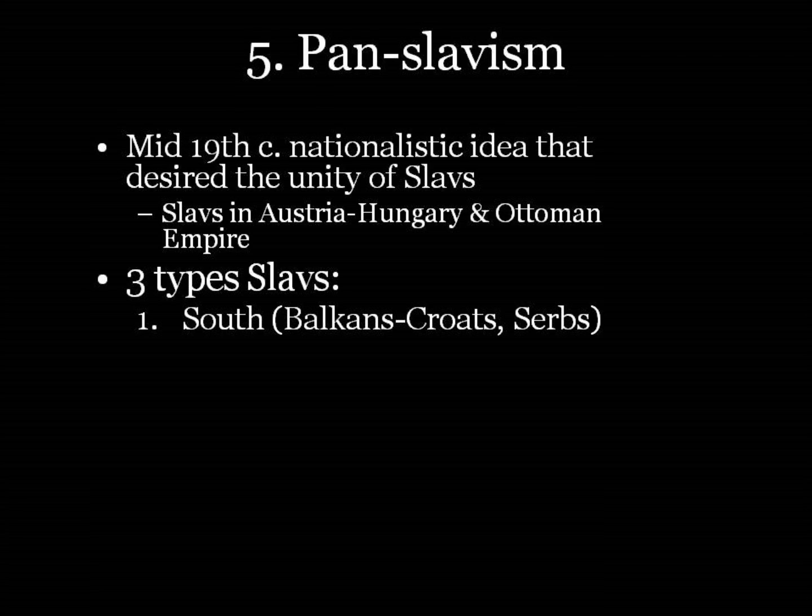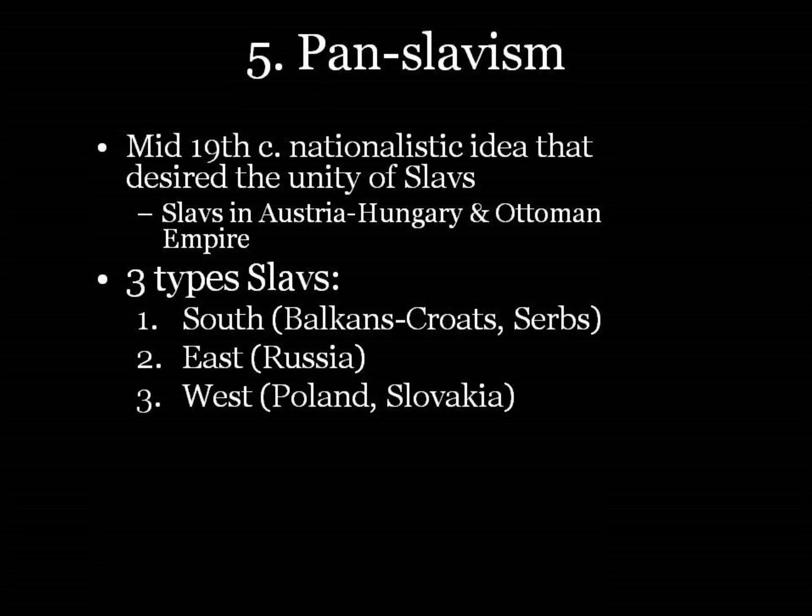The first group of Slavs, and the ones I've spent most of my time talking about so far, are the South Slavs. These are the Slavs who live in the Balkans, the Croats, Serbians, and so on. A second group of Slavs are the East Slavs. Ethnic Russians are considered the Eastern Slavic people. The final subdivision of the Slavs are the Western Slavs. Poles and Slovakians are considered Western Slavs.